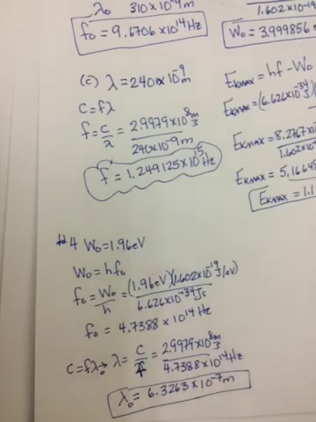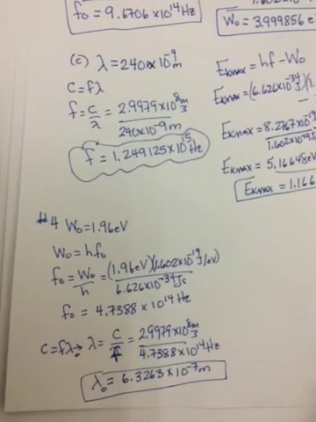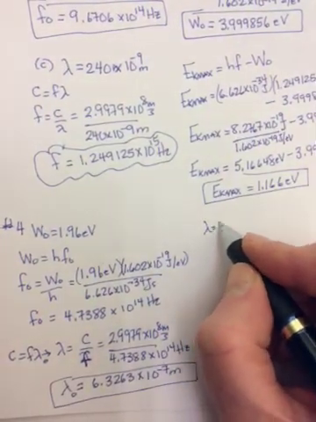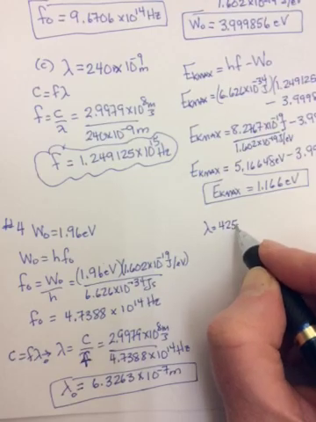Okay, what is the kinetic energy in electron volts of photoelectrons ejected? Okay, so now they're saying the wavelength of light is 425 nanometers.